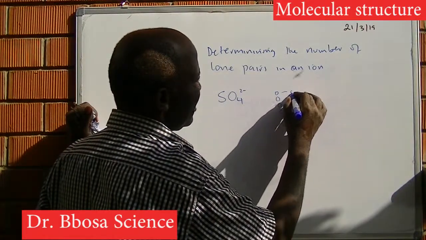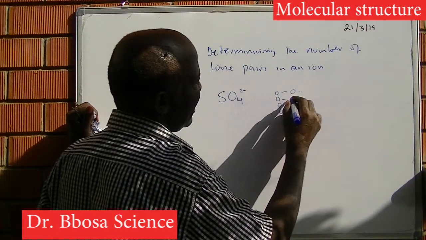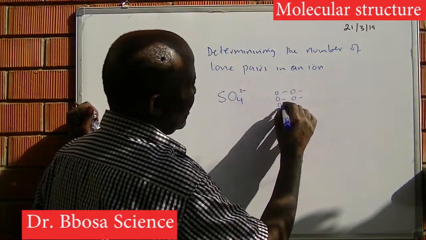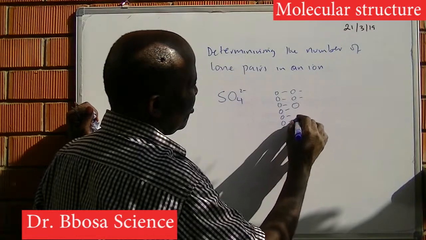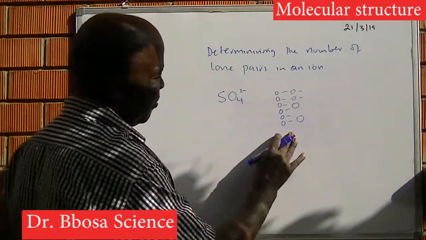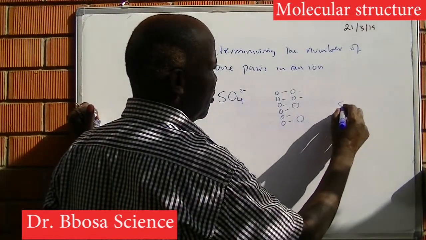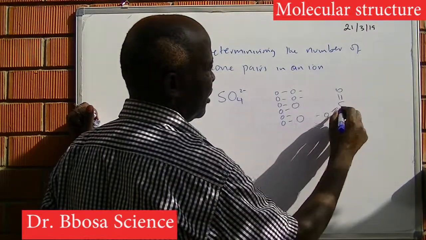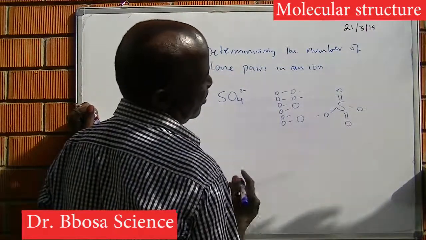One electron bonds with oxygen and goes with a charge. Another electron bonds with oxygen, goes with a charge. Then 2 electrons will bond with 1 oxygen. Then 2 electrons will bond with another oxygen. So in this molecule, there is no lone pair of electrons. So the molecule is going to be tetrahedral.